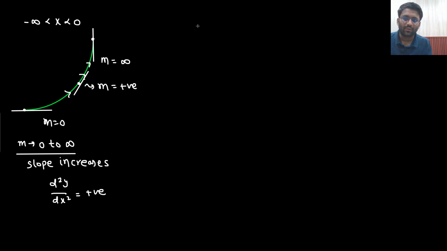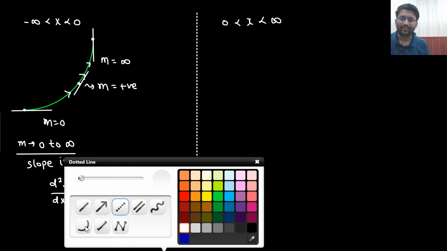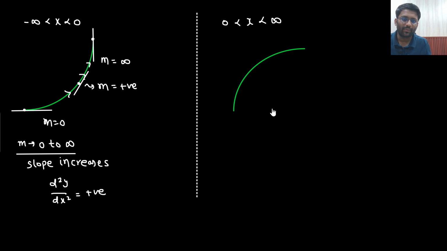Let's talk about the scenario from 0 to infinity. Show me the nature of the graph. So the nature of the graph is like this. Sir, you don't need to find out d2y by dx2. You can just comment by looking at the nature of the graph.